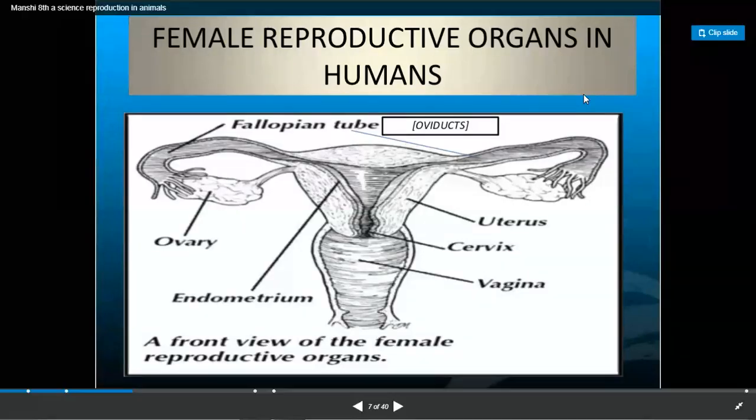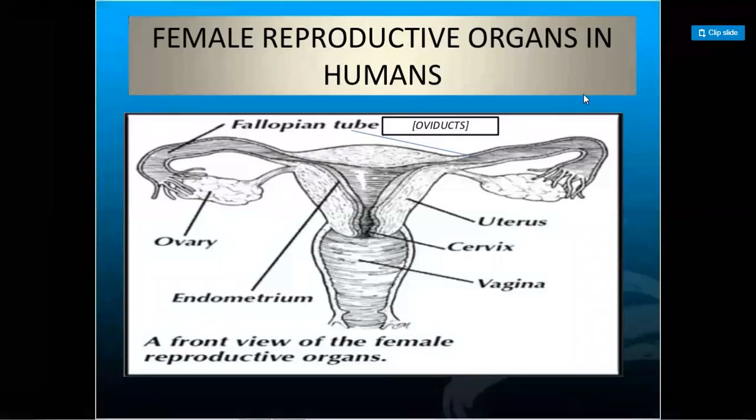Now, if we talk one by one about ovaries, a woman has two ovaries present in the abdominal cavity just below the kidneys. The function of ovaries is to make the female gamete called ova or eggs, and also to secrete the female sex hormones called estrogen and progesterone, right?